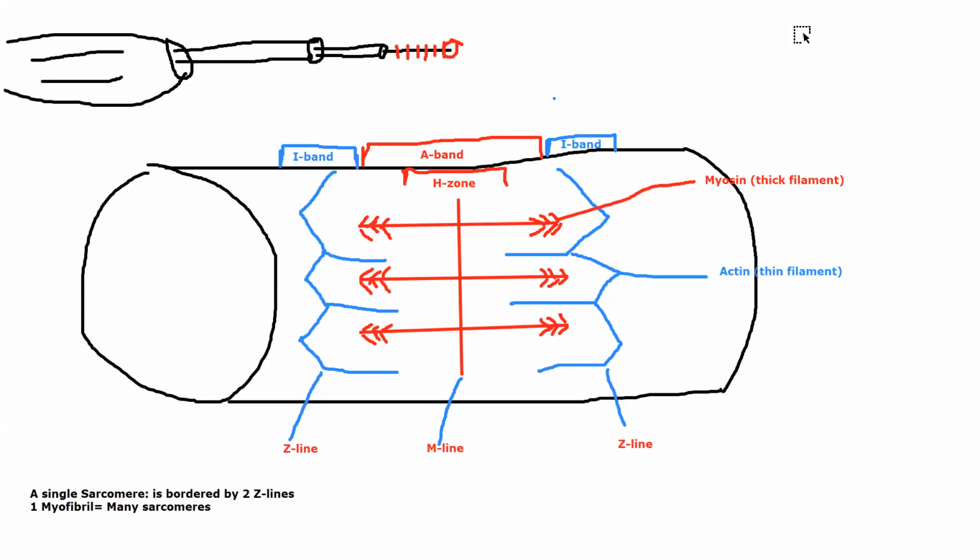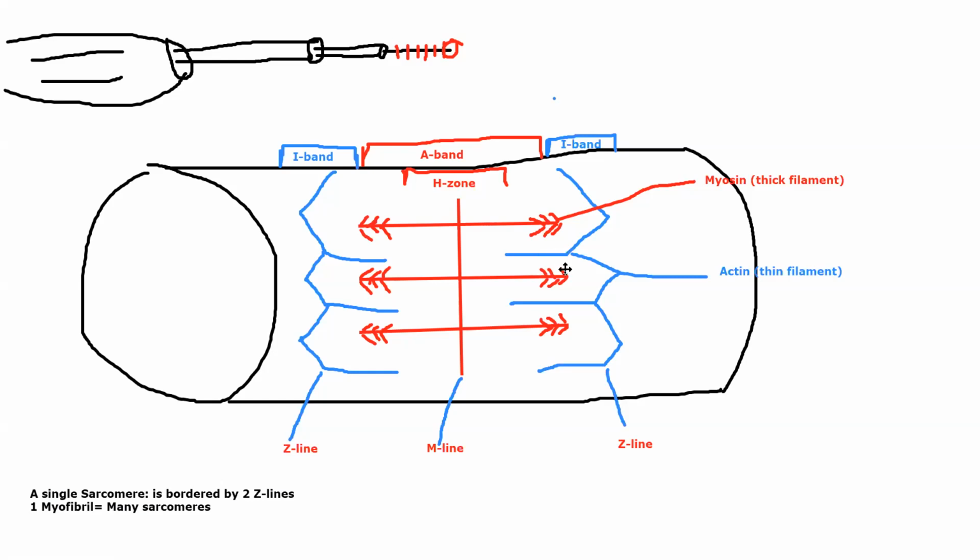So this is the structure of a myofibril. This is what's happening within a myofibril. We have many of these sarcomeres that are repeating one next to the other, next to the other. And they're basically made of these two proteins that are parallel to each other, the thick filament and the thin filament.